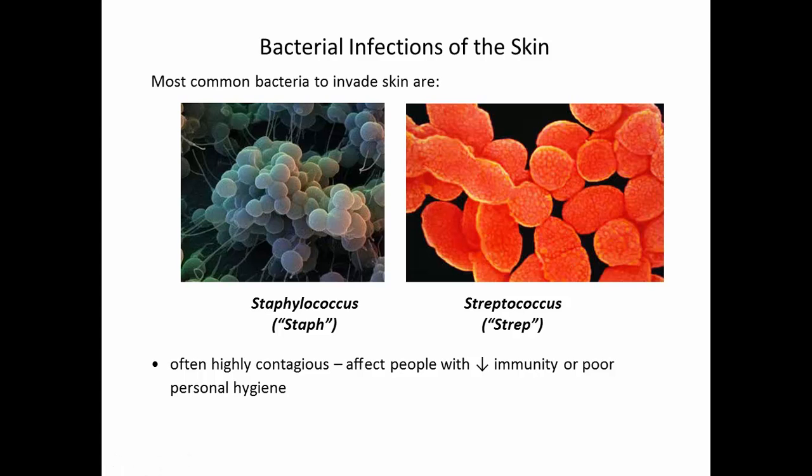Bacterial infections are often highly contagious. A person that has a suppressed immune system is very vulnerable to bacterial infections, or if there's very poor personal hygiene and we're not constantly washing off bacteria, particularly if there are breaks in the skin, then they're more susceptible to bacterial infections as well.